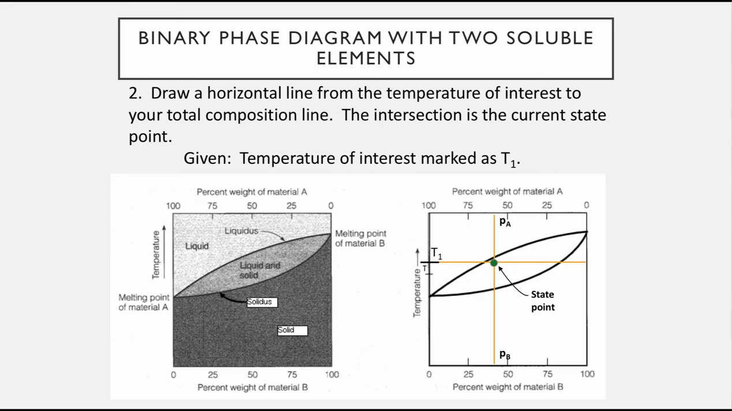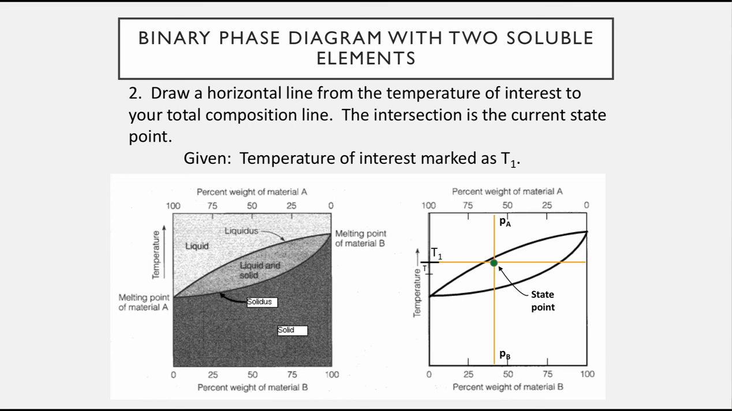But we see our state point falls below the liquidus and above the solidus, so we're actually in a liquid and solid state. And so now it gets really interesting because we don't know what percent of the material is liquid and what percent of the material is solid. We also don't know of that liquid how much of it is A and how much of it is B, and then how much of the solid is B and how much of the solid is A.